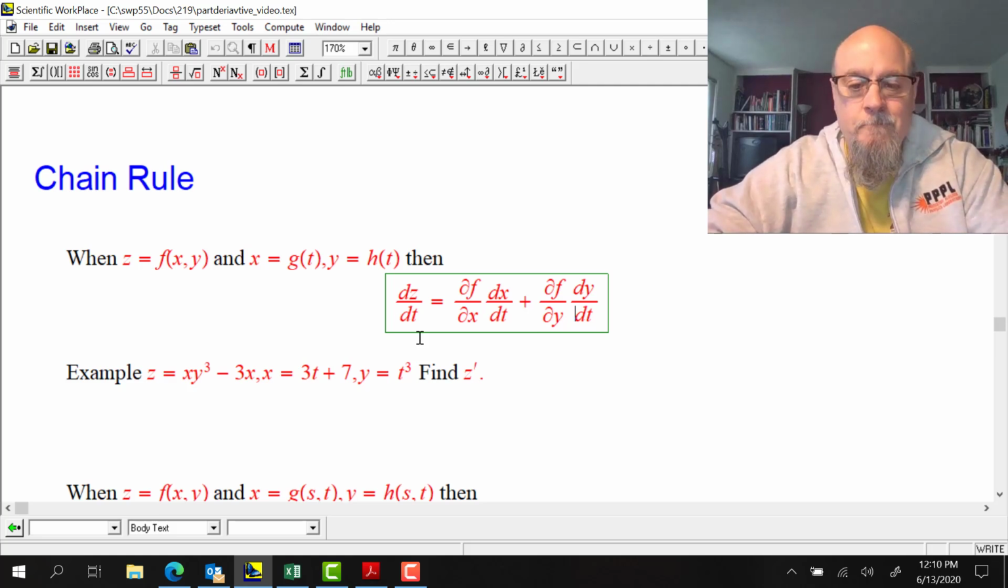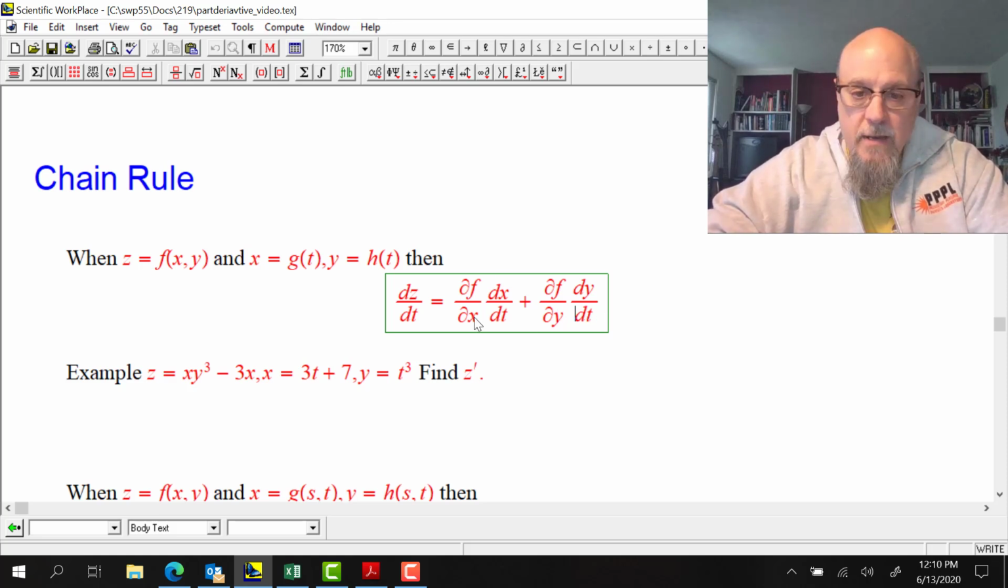Well, as we change t, x changes. As we change x, z changes. As we change t, y changes. As we change y, z changes. So we have to take into account when we change t, how z changes with both the x changing and the y changing. So it makes sense that we have those pieces.